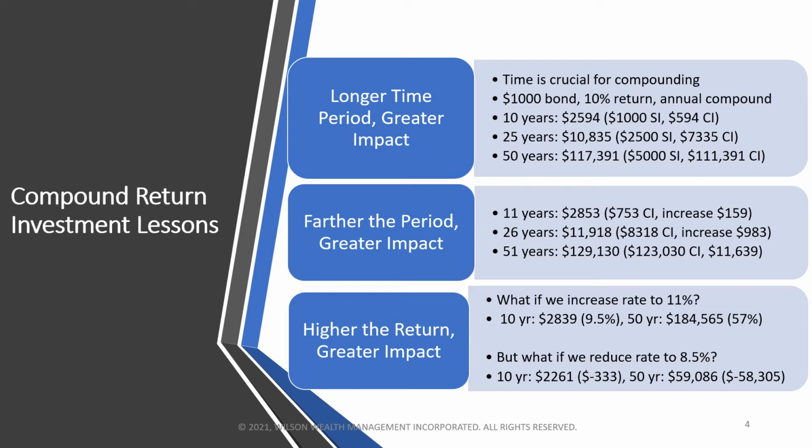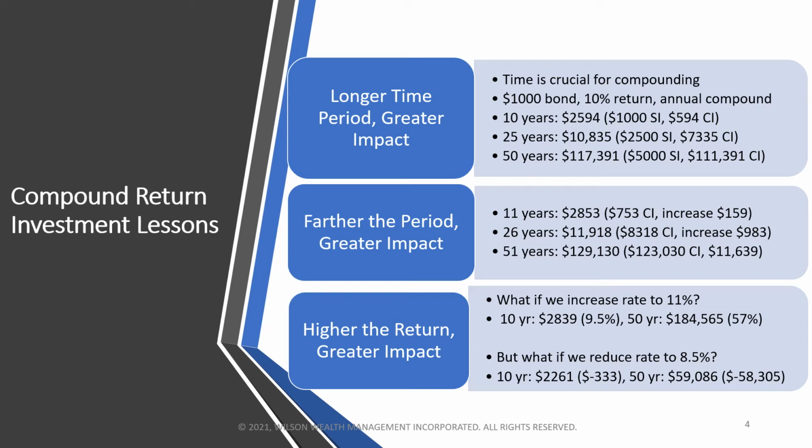If we go out 26 years, again, we see $10,835 versus $11,918. Just that one extra year from year 25 to 26 brought us almost $1,000 increase in compound interest. That's the initial principal of the bond itself, just 1 year of interest.